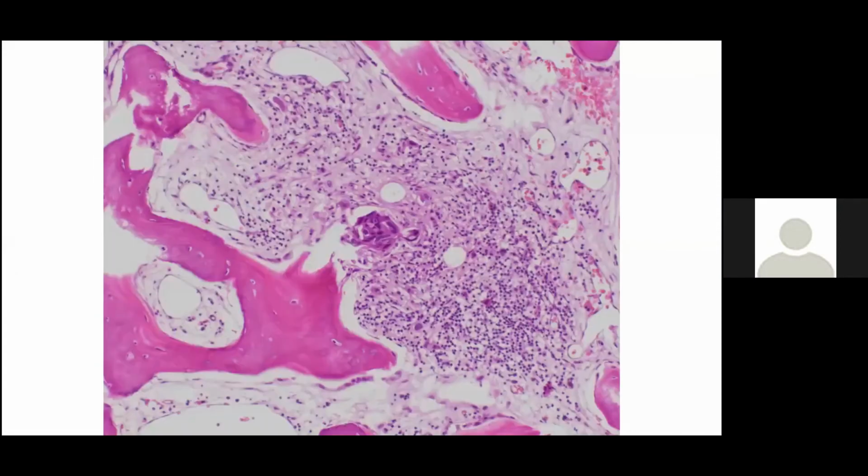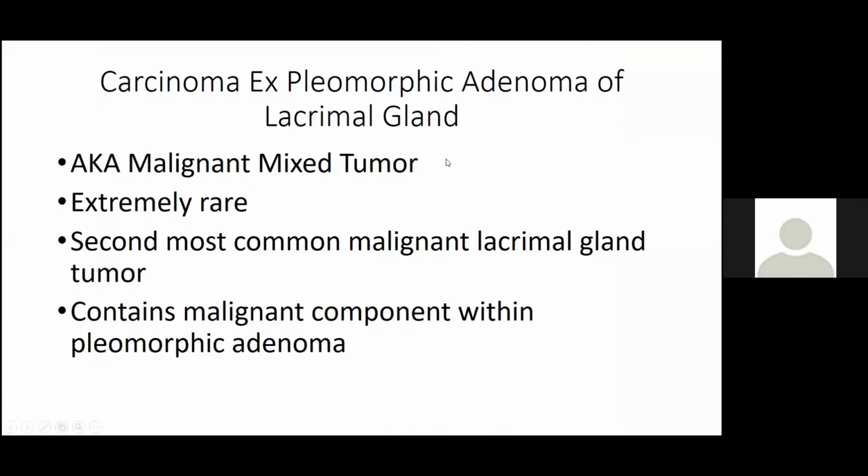So at the time of the initial biopsy, this was a carcinoma ex pleomorphic adenoma of the lacrimal glands, and I thought I would just do a discussion about this because it's such a rare tumor that we don't see that often. He also did have a basal cell, but I just wanted to go over this entity because I had never heard of it before. Also known as a malignant mixed tumor, they're extremely rare. They're the second most common malignant lacrimal gland tumor, and it contains both a malignant component as well as a pleomorphic adenoma component.